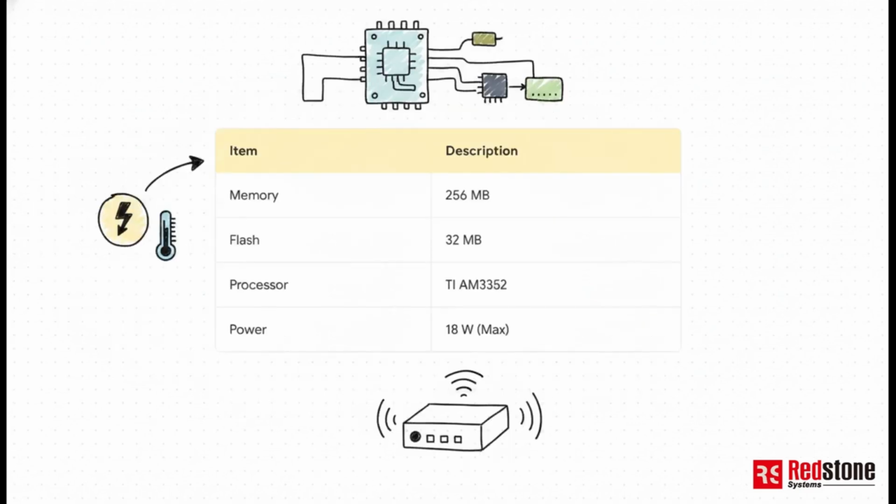Okay, looking under the hood, it boasts 256 megabytes of system memory, driven by a really capable TI AM3352 processor and a dedicated DSP for voice. But here is the absolute key takeaway for us. Despite all that processing power, it maintains an incredibly efficient maximum power consumption of just 18 watts. Seriously, 18 watts? High performance, super low thermal footprint.